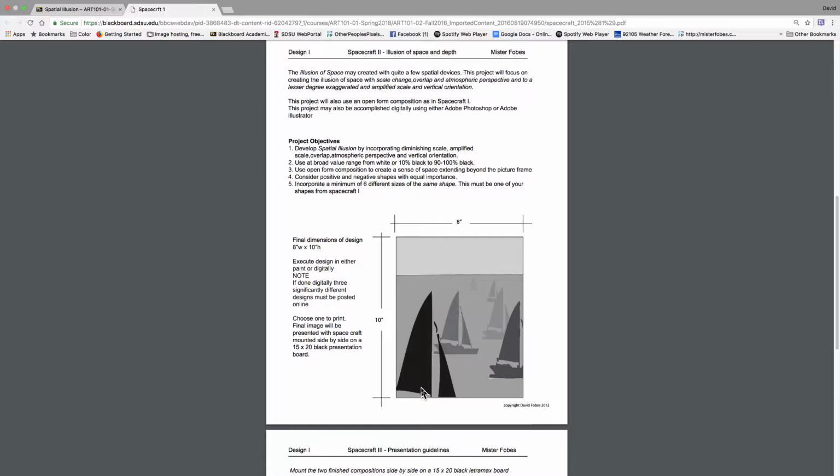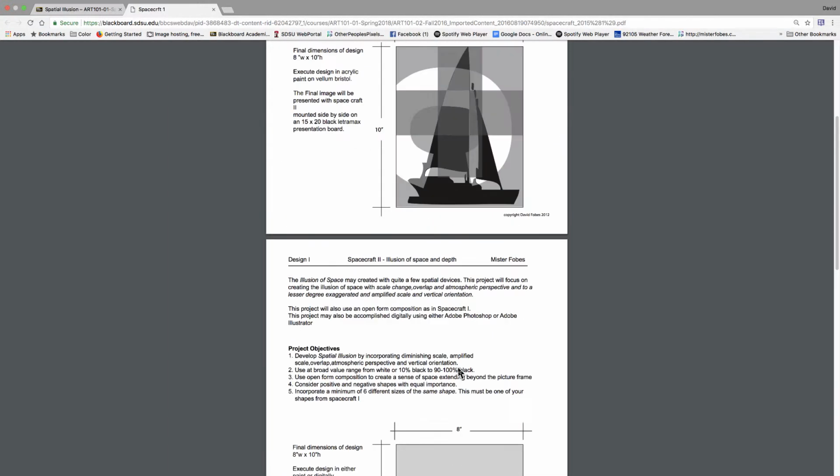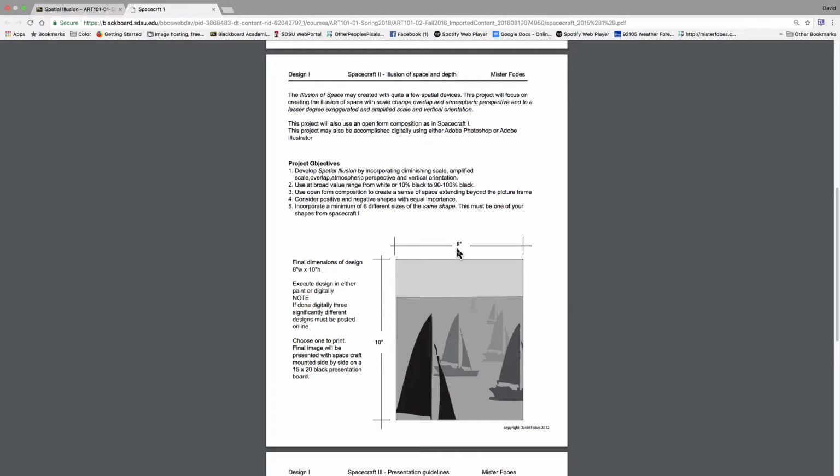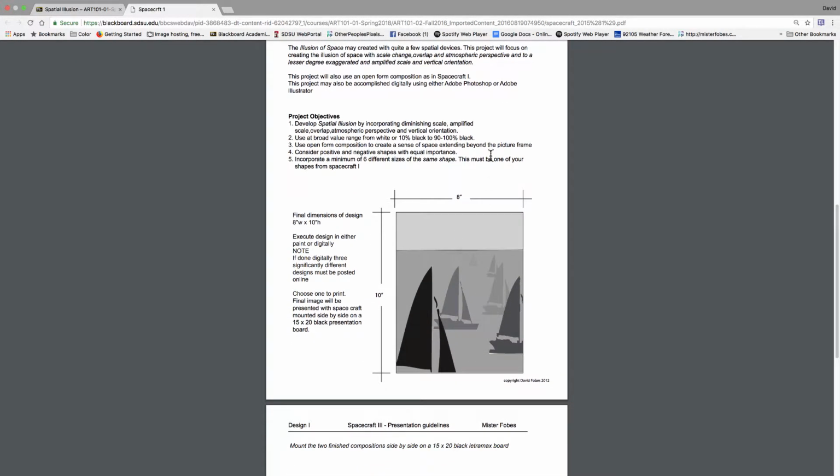So, maybe they're dogs, but they could be dogs in different positions. One could be standing, one could be sitting, one could be running. But don't do birds, dogs, and boats. Let's keep it kind of tight, and it should relate back to your equivocal space design. So we've talked all about these. We're going to use diminishing scale, amplified scale, overlap, atmospheric perspective, and vertical orientation.